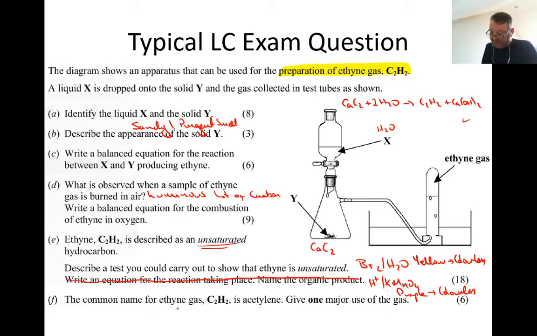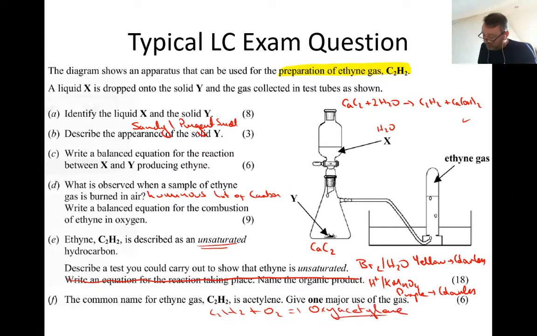The common name for ethyne gas is acetylene. Give one major use of that gas. Now, we had it earlier on. You saw a video of it if you looked at the video links on the slides. If you take C2H2 and if you react it in a special ratio with oxygen, you will get what's called oxyacetylene.